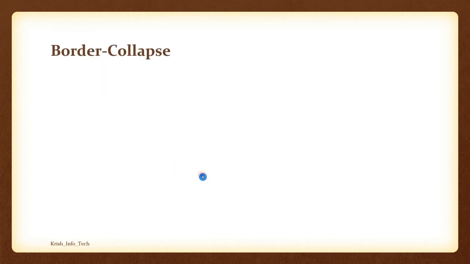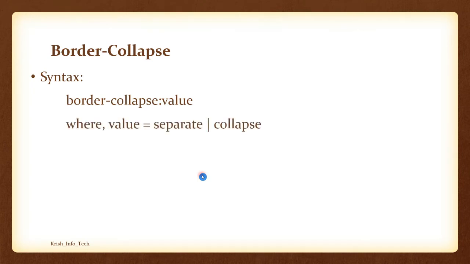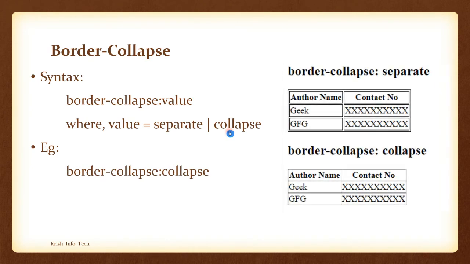Next property is border-collapse. Using this property, you can specify whether the table borders are to be collapsed into a single border or remain detached. That is the usual one. It is detached. Now we are going to collapse that using border-collapse. Syntax for this is border-collapse colon value. So value is separate or collapse, whether it is separated or it is going to get collapsed. Now example for this is border-collapse colon collapse.